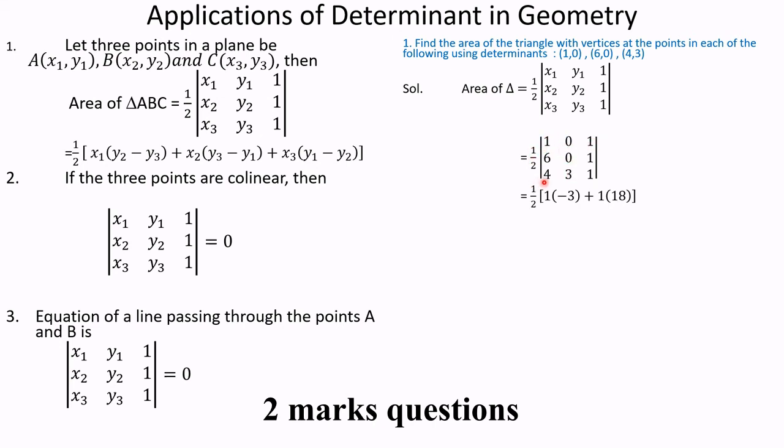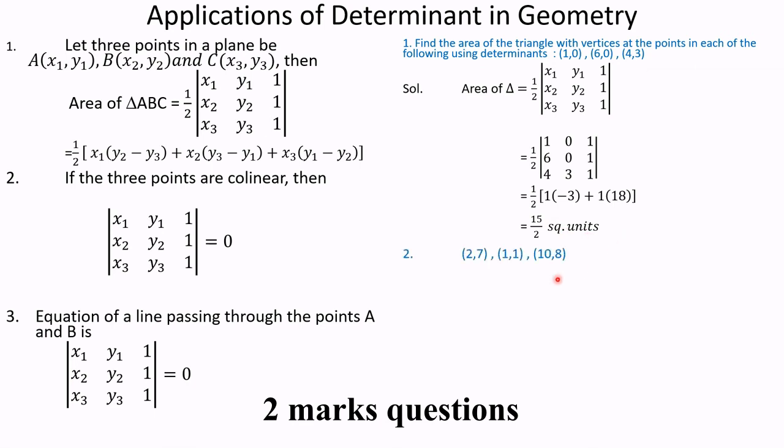Half outside as it is into big bracket, open the big bracket, 1 into 0 into 1 is 0, minus 1 into 3 is minus 3. Then plus 0 is 0 only. Then minus 0 is 0 only. So, last one is plus 1 into 6 into 3 is 18, 0 into 4 is 0 only. So 1 into minus 3 and 1 into 18. This becomes minus 3 plus 18. Therefore it is 15 by 2 square units.